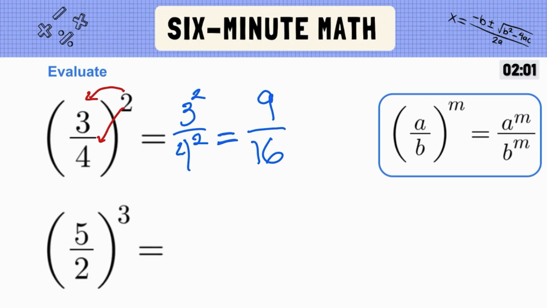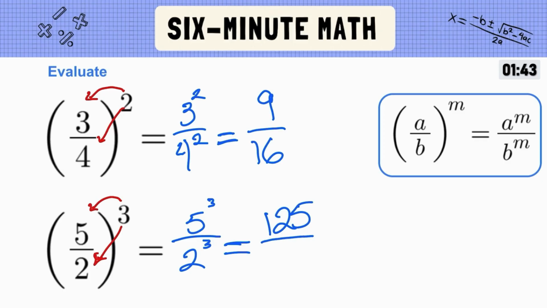How about I evaluate (5 over 2) cubed? Again, I have 2 items. Both of them are going to get my cubed for 5 cubed over 2 cubed. And I could evaluate that for 125 over 8.